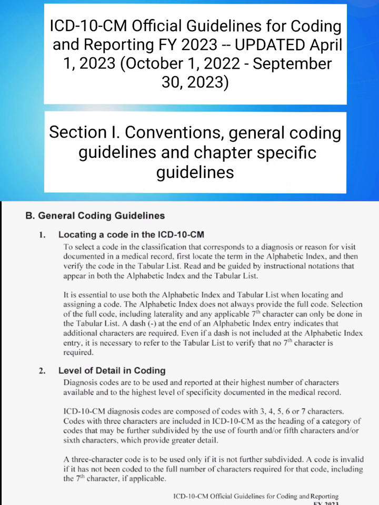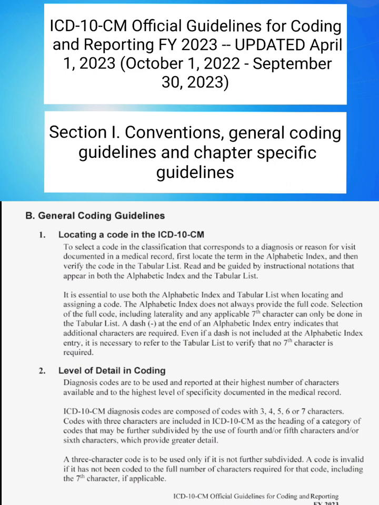2. Level of detail in coding. Diagnosis codes are to be used and reported at their highest number of characters available and to the highest level of specificity documented in the medical record. ICD-10-CM diagnosis codes are composed of codes with 3, 4, 5, 6 or 7 characters. Codes with 3 characters are included in ICD-10-CM as the heading of a category of codes that may be further subdivided by the use of 4th and/or 5th characters and/or 6th characters, which provide greater detail.